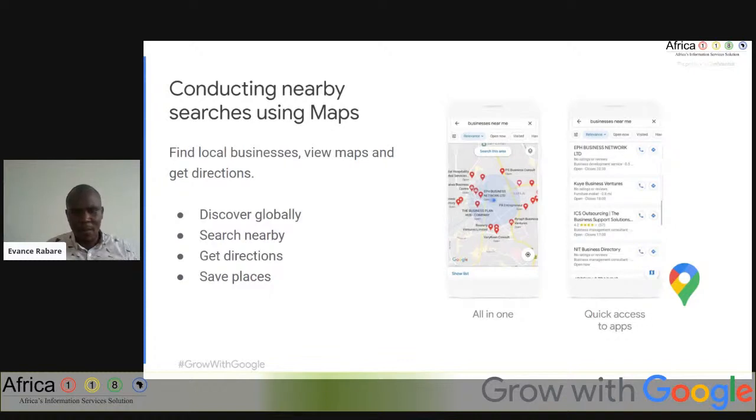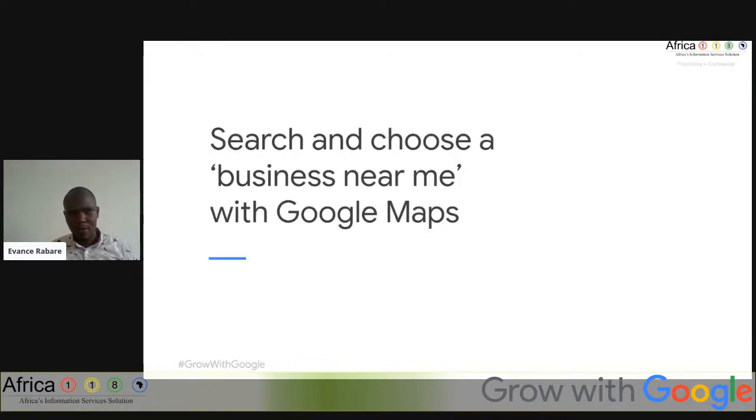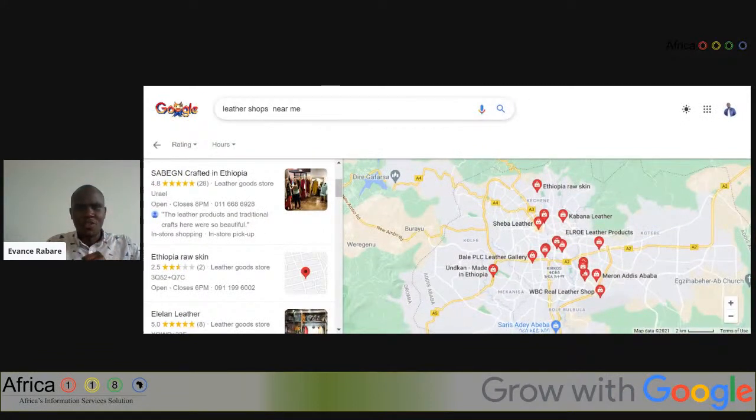All right, so let's see how you can search and choose a business near me with Google Maps. Let me use a local example here so that we see how we can use a search. Just give me a few minutes to pull it up. So we looked at leather shop near me. I want us to use a local example, to search for a local business near me. So what I'll do, I will assume that I'm a tourist.